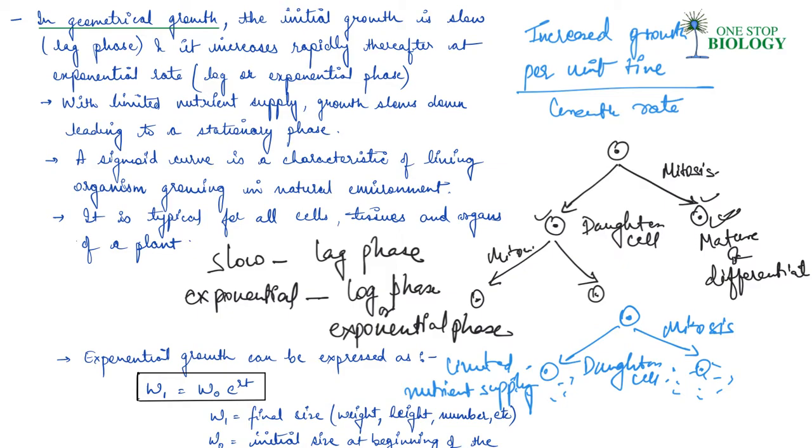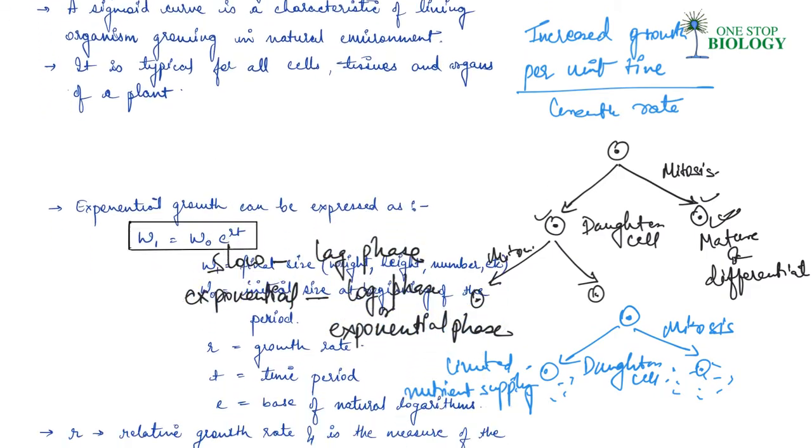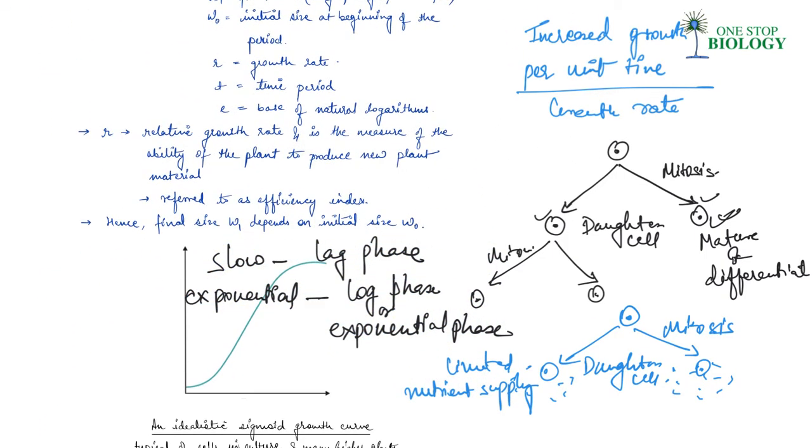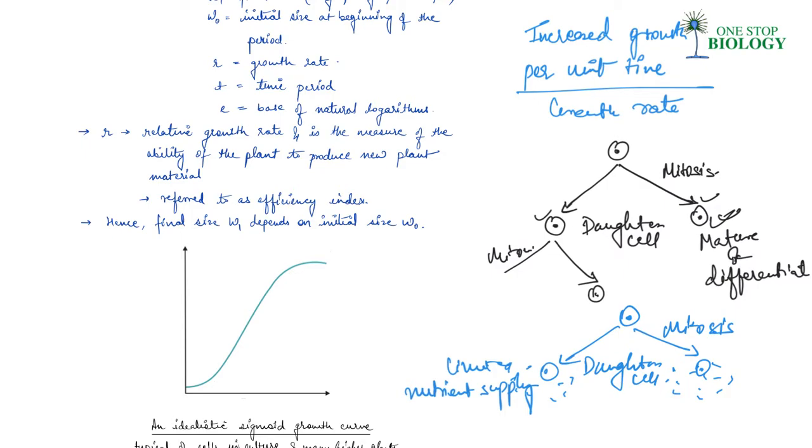If we plot a graph for exponential growth, it will be an S curve, an S-shaped graph. This is time, and this is the size or weight of the particular organ that we are talking about. This is the lag phase; the starting phase is the lag phase. Then we see an exponential phase, an exponential growth.